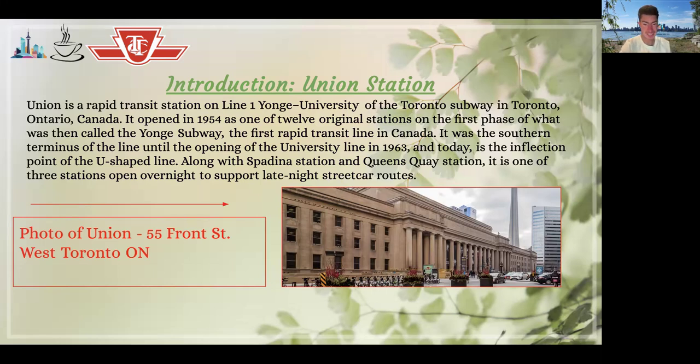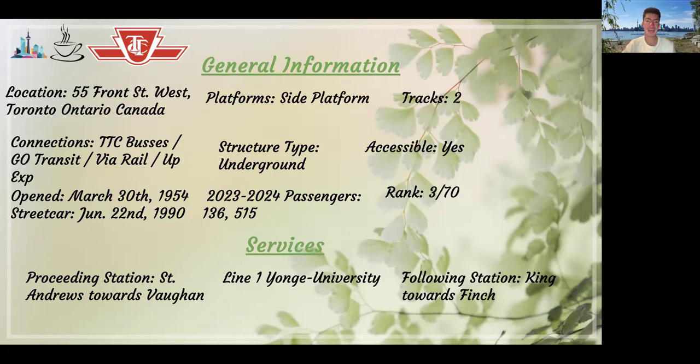Along with Spadina Station and Queensway Station, it is one of the three stations open overnight to support late night streetcar routes. So if you want to go downtown late at night, you can do so. And here's the big building, as you see here, located at 55 Front Street West in Toronto. As I mentioned, the location is 55 Front Street West.